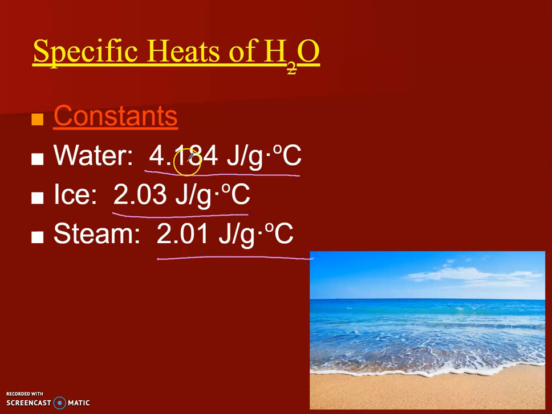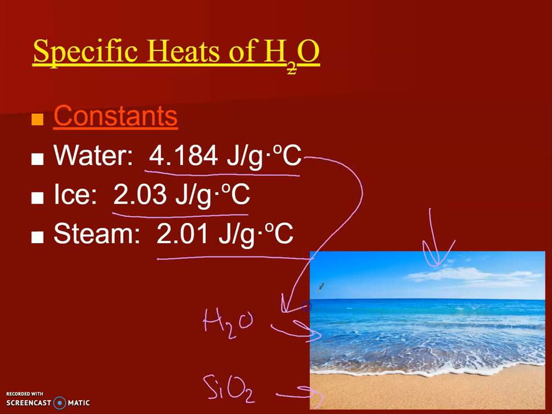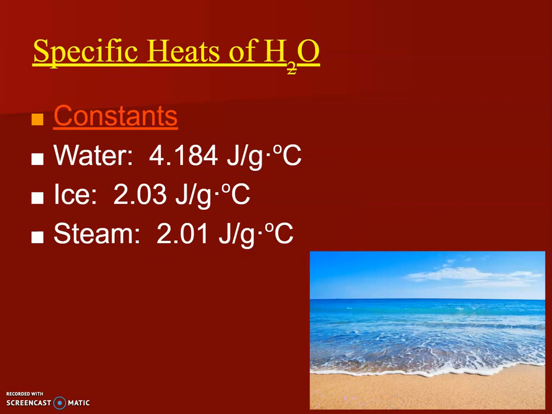Some important values that, again, are review are the specific heat of water, of ice, and of steam: 4.184 joules per gram degree Celsius versus 2.03 and 2.01. That's why it is always cooler by the water at the beach, because water is going to take way more energy to heat up than, say, the silicon dioxide in sand. Water has a specific heat of 4.184, and silicon dioxide is something like 0.9-ish, which is really, really low. So you're going to have much hotter sand than you are going to have water.